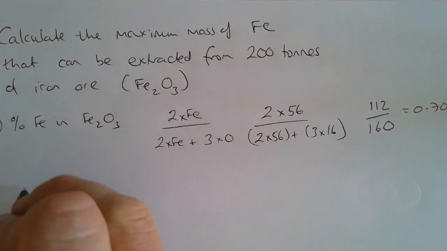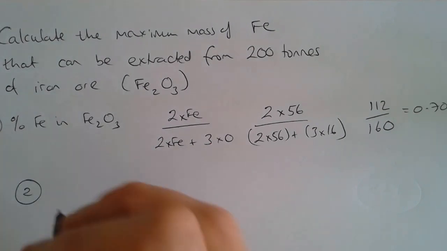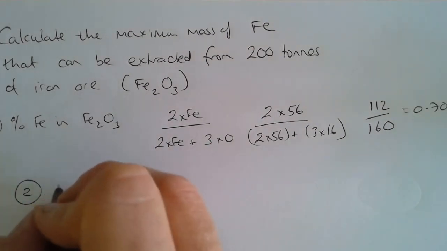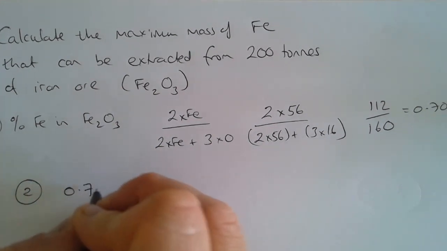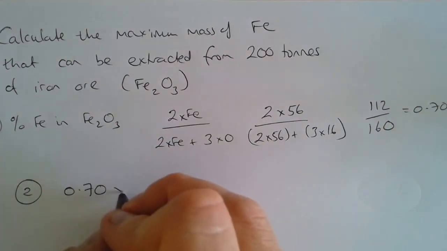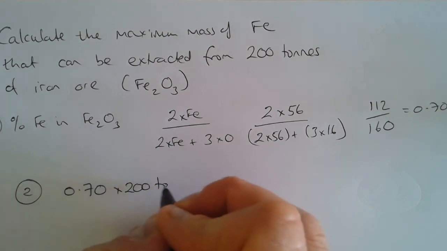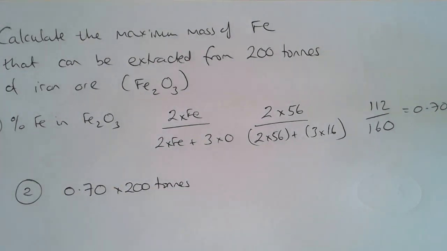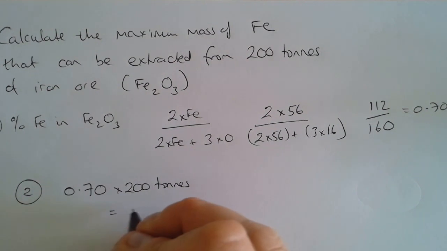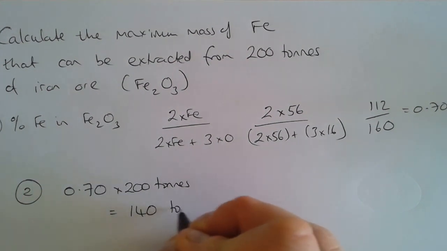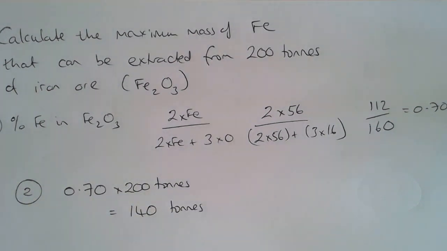So step 2 is going to be to multiply my decimal, my ratio, so 0.70 multiplied by the mass, which is 200. So the maximum mass of iron that we can extract from 200 tons of iron oxide is 140 tons. Thank you very much.